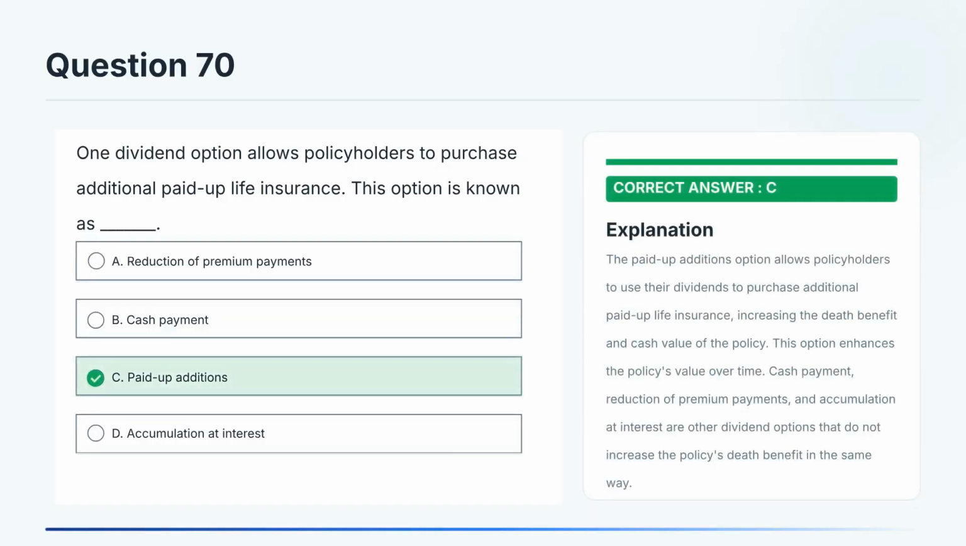The answer is C. Paid-up additions. The paid-up additions option allows policyholders to use their dividends to purchase additional paid-up life insurance, increasing the death benefit and cash value of the policy. This option enhances the policy's value over time. Cash payment, reduction of premium payments, and accumulation at interest are other dividend options that do not increase the policy's death benefit in the same way.